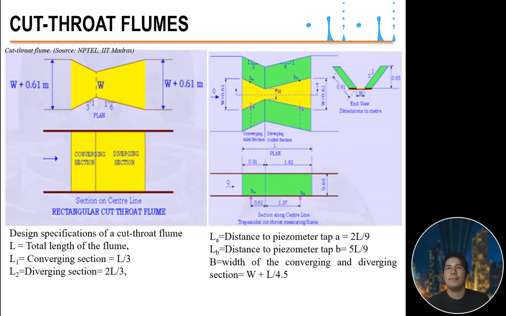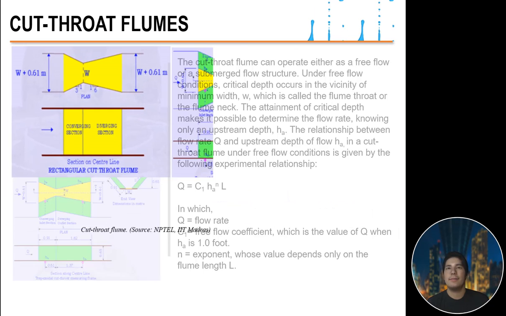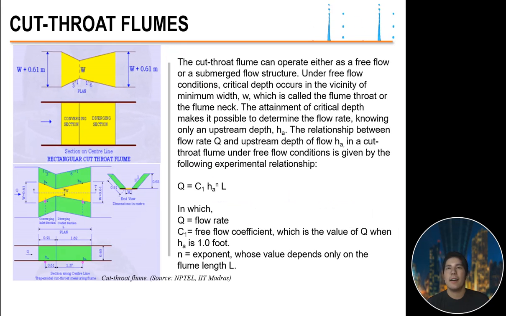So yan yung details ng cutthroat flumes. The formula used dito sa cutthroat is Q equals C1 HA raised to the power of N. Yung Q is the flow rate, yung C1 is the free flow coefficient, which is the value of Q when HA is 1 foot. Yung N is the exponent whose value depends only on the flume length, L. Bali yung L is yung flume length.